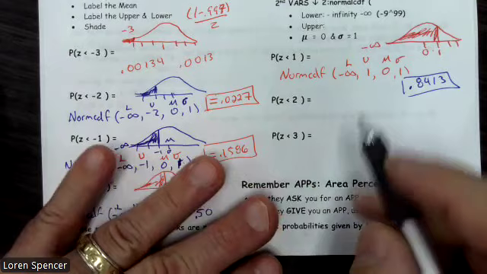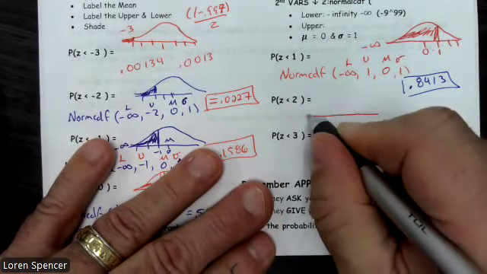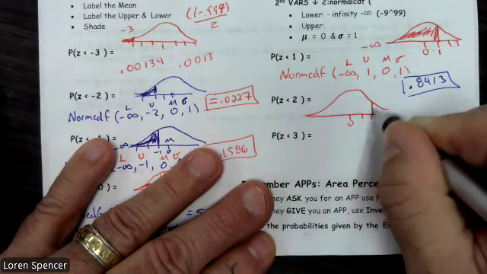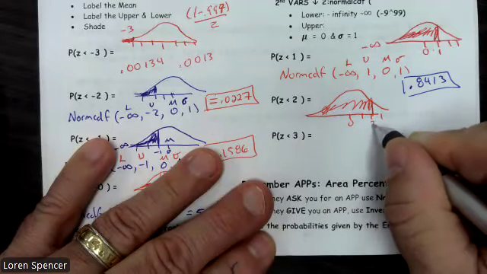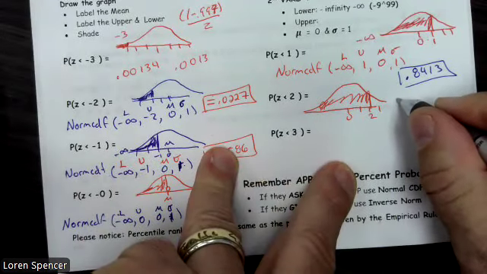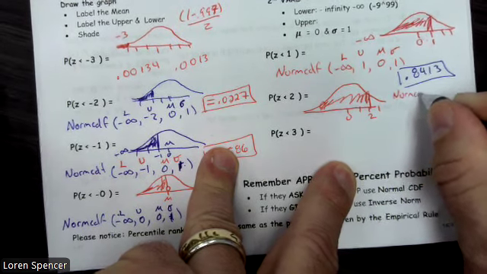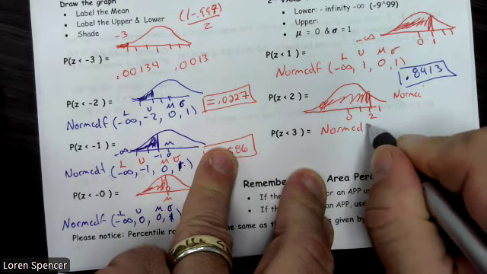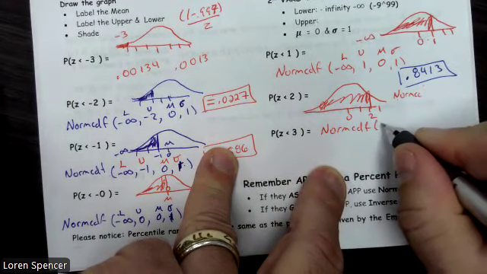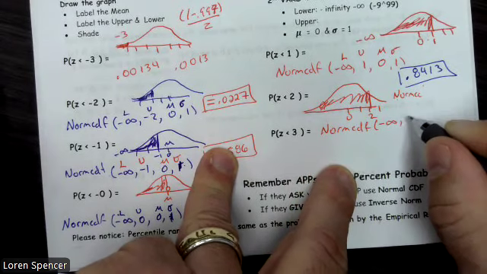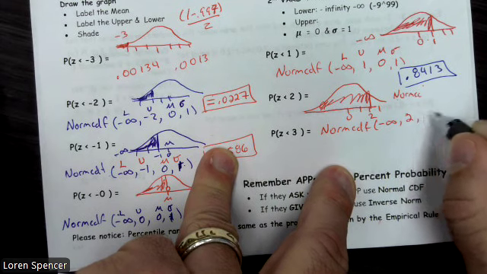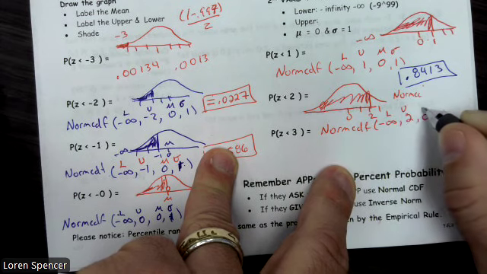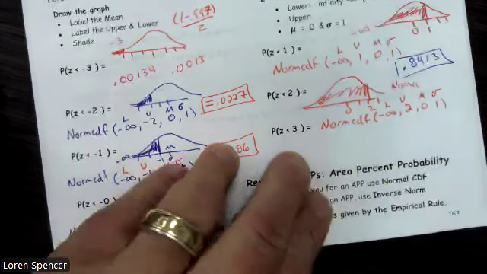Probability z is less than 2. Centered at 0, 1, 2, 3. So here's 2. I did not give myself enough room, so I'm just going to have to squinch it down a little bit here in a moment. Norm CDF, lower bound negative infinity, up to +2 for our z-score. Mean is 0, standard deviation of 1. Lower, upper, mean, standard deviation.